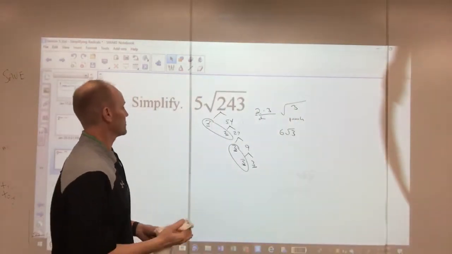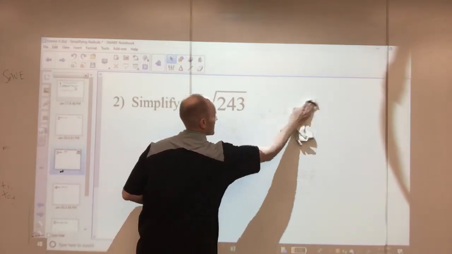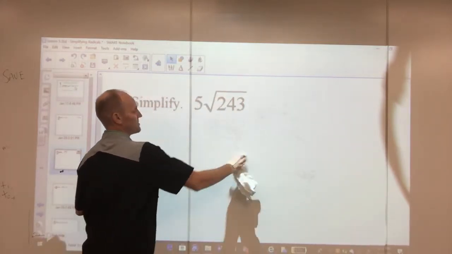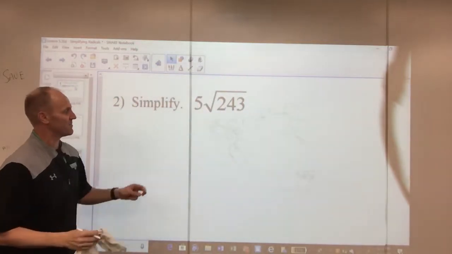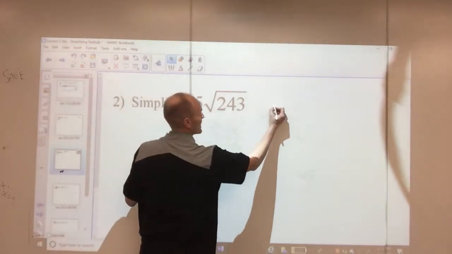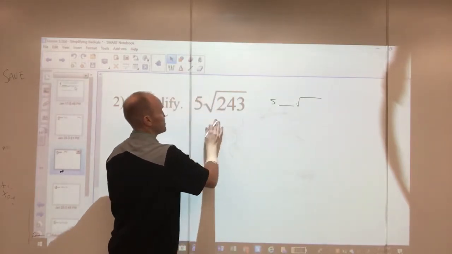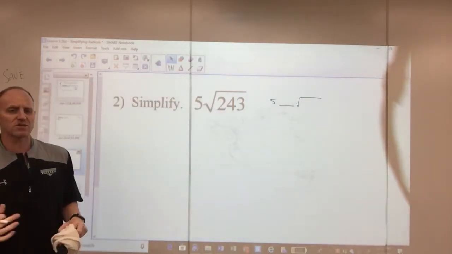5 square root of 243. Being a big number, it's hard to really think, okay, what can I do? The 5 stays on the outside. It's already sort of like on that dance floor here. See if we can add anything else there. But 243 is a big number, so just get your calculator.